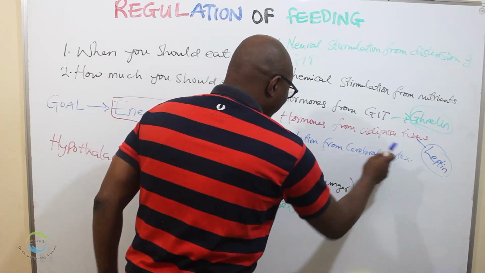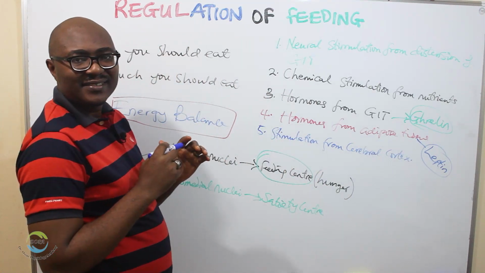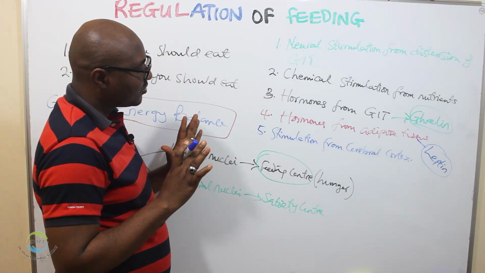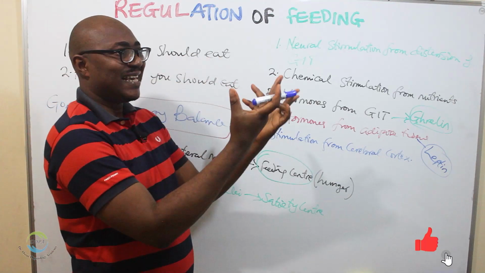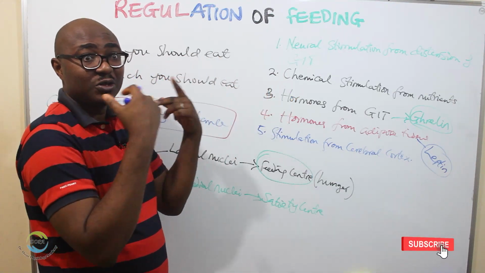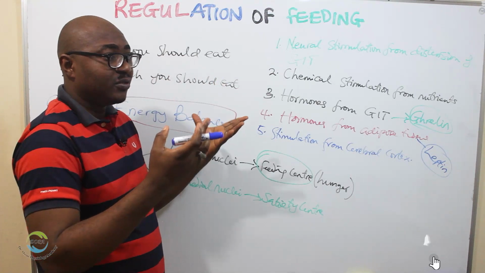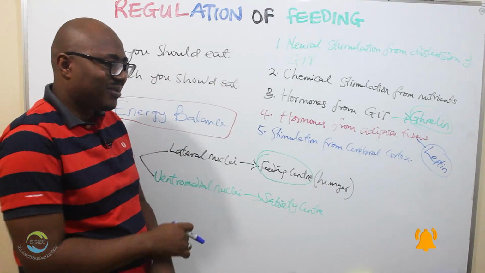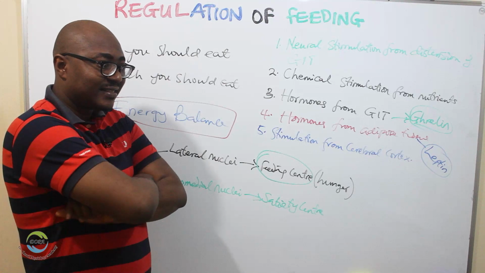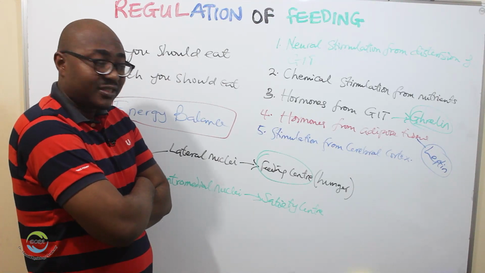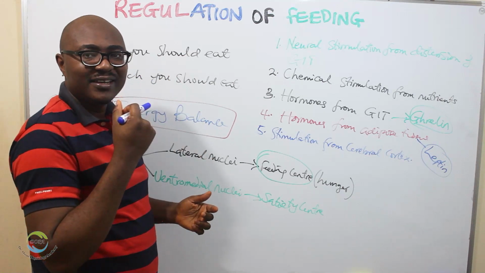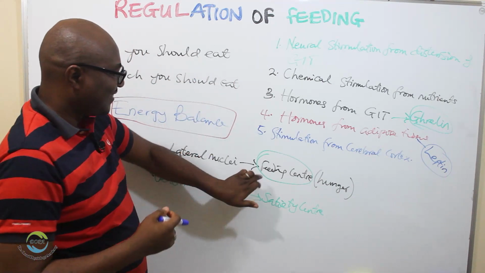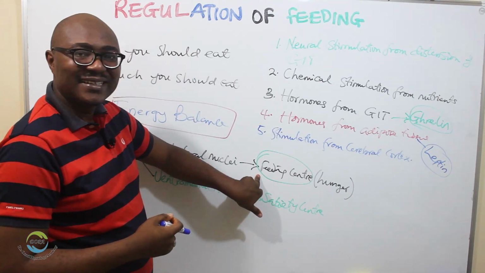Then stimulation from the cerebral cortex. How does this one happen? It happens through sight, smell, and your thoughts of food. You see food. You might not really be hungry, might not desire food, but there's a certain delicacy you see with your eyes and smell with your nose. Immediately your appetite is stimulated. It stimulates this feeding center.